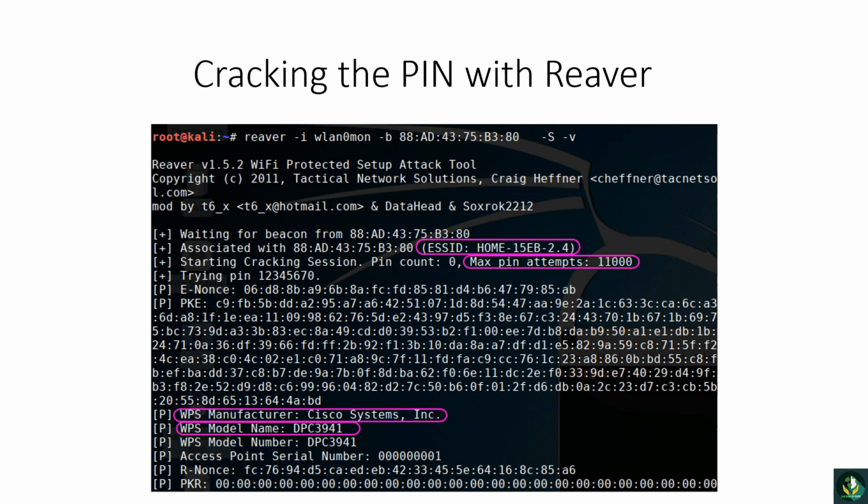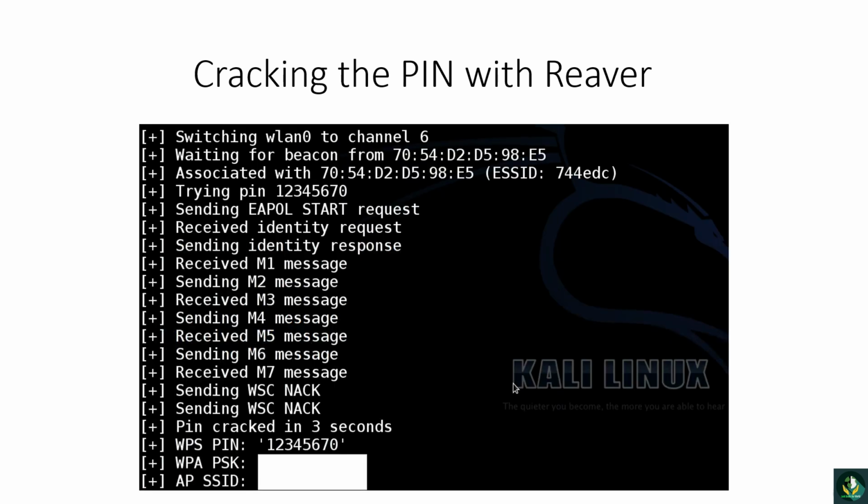Once it starts, it identifies the AP name, the number of maximum attempts, the manufacturer, and the model name. As you can see, all of them are mentioned and highlighted here. It then begins trying all 11,000 possible pins. Eventually, Reaver will find the pin and present it like this. Now that you have the pin, you can connect to the AP without having the password.